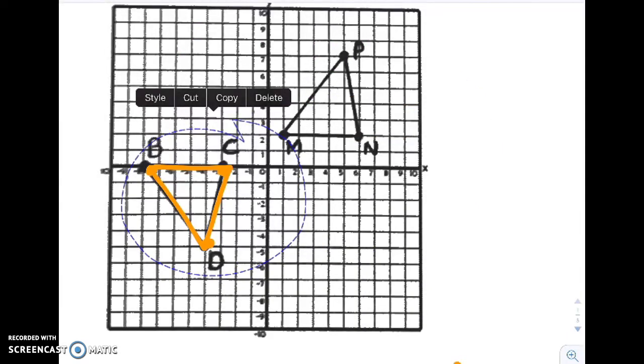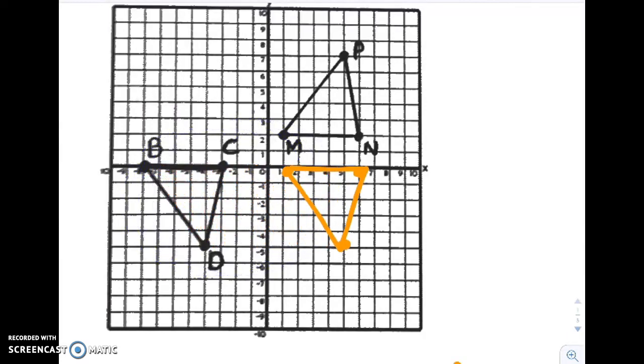A quick hint on this one, the first thing I'm going to do is try to translate it to make it look like a mirror image of P and M at the top. So I'm going to slide it over and down. You can count that yourself. But now I clearly see that I am reflecting over the x-axis. So a translation of, you tell me, and then a reflection over the x-axis would get this one done.